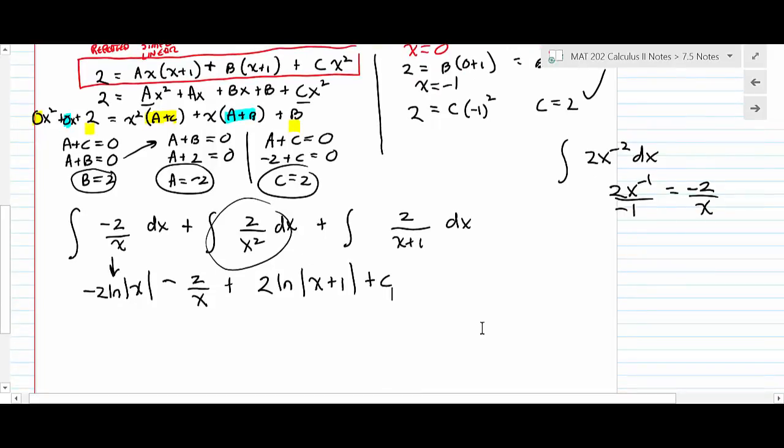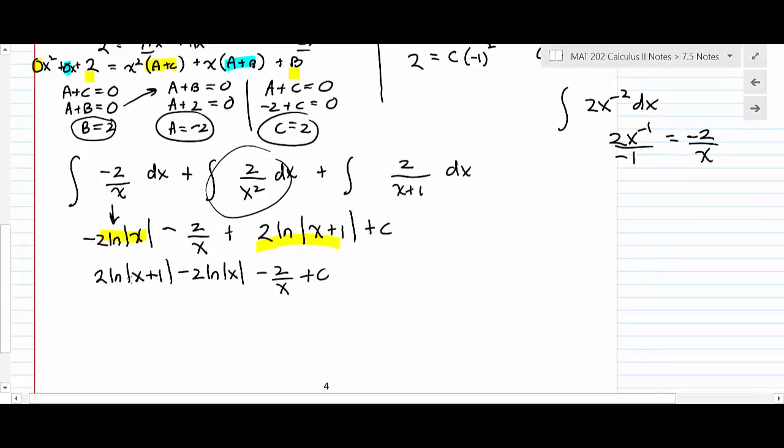Okay, and then we want to put the logarithms together. All right, does that make sense to everybody? Now that's a repeated factor, so the setup's a little bit different on that. Now what I'm going to do with this, I'm just going to put these two logarithms together. You can do this in your head. I'm going to write it like this. I've got 2 ln x plus 1 minus 2 ln of x minus 2 over x plus c. And then these things are going to go together.